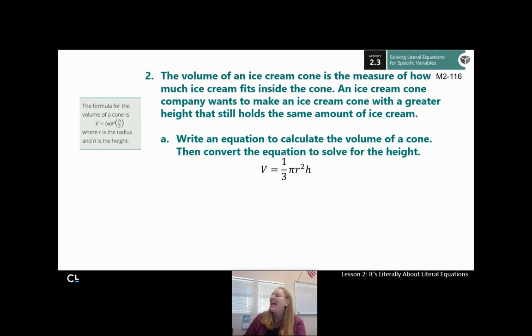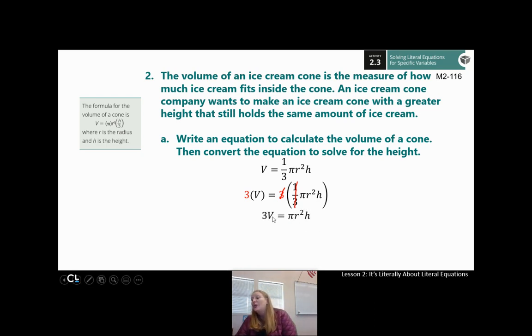Something like that. And we need to get the H all alone. All right, first problem. I don't like that 1/3. I do not like the 1/3. But we can undo a fraction by multiplying by the reciprocal. The reciprocal of 1/3 is 3/1, or 3. So I'm going to start by multiplying both sides by 3. It just makes things easier. It means the 3 and the 1/3 will cancel out. It just makes things nicer. So I have 3V equals pi r squared h.